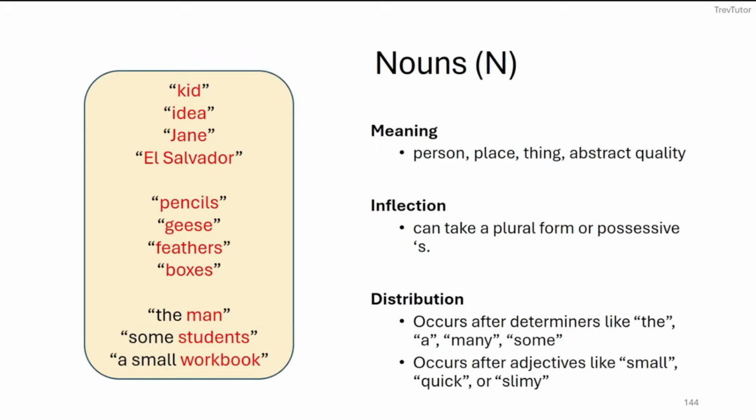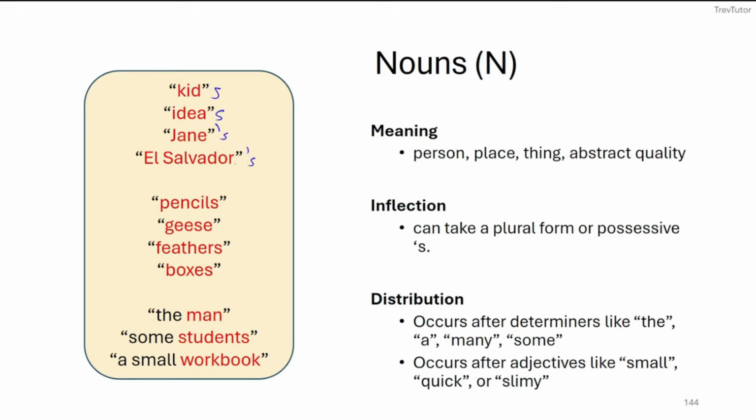For nouns, these are the most straightforward ones in terms of meaning. They're people, places, things, and they also have abstract qualities like happiness or idea. Generally, if you want to find a noun, you can add a plural form or possessive form to it. So in the case of kid, we can make it kids, idea, ideas. In the case of Jane, saying multiple Janes might be weird, but we can add that possessive apostrophe. Same with proper names like El Salvador, El Salvador's government, or something like that.